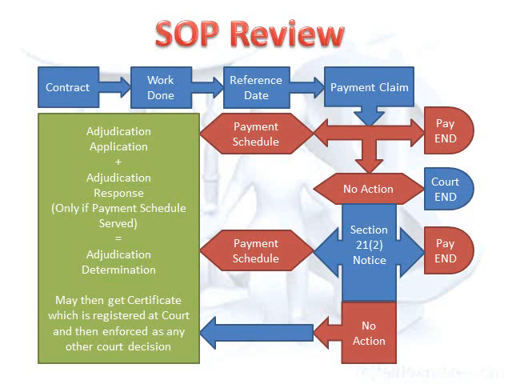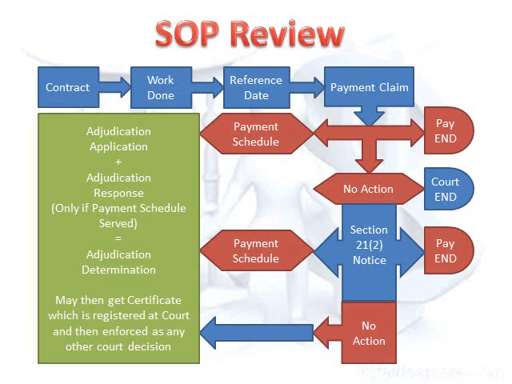If no payment schedule is served, you may apply to the court for an order, or you may serve a Section 21(2) notice of your intention to go to adjudication. If you serve a Section 21(2) notice, it must be served within 20 business days from the date due for payment of the payment claim. The client has another opportunity under the Section 21(2) notice to serve a payment schedule within 5 business days.